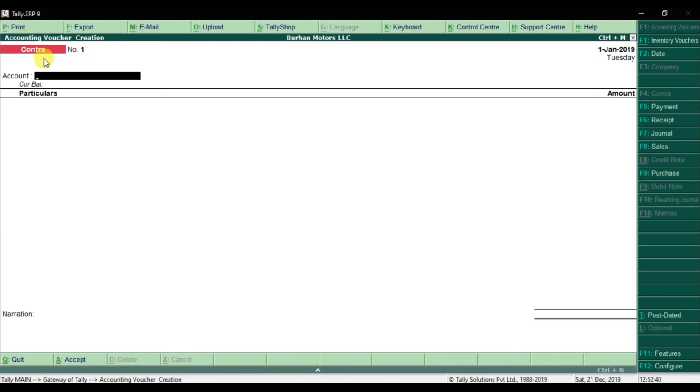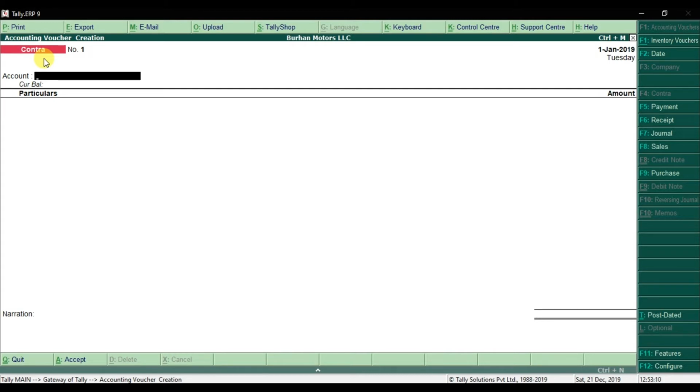For example, cash deposit in bank. What is the journal entry? Bank account is debit and cash is credit. Cash withdrawal from the bank: cash is debit and bank account is credit. So the three criteria are that the debit side or the credit side must be a cash account, a petty cash account, or a bank account.